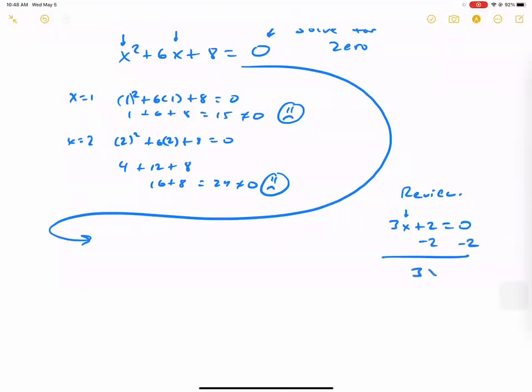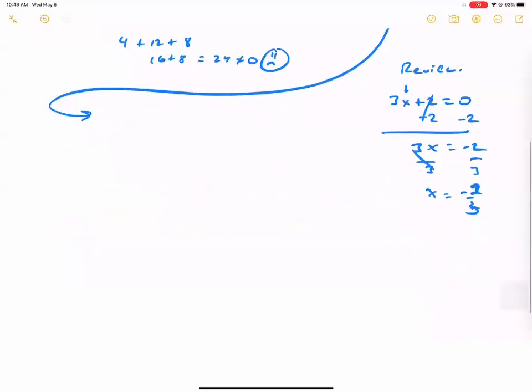We're left with 3x is equal to negative 2. Now we get rid of the 3 by dividing by 3 to both sides. x would be negative 3 over 2. Oh, sorry, negative 2 over 3, other way around. Negative 2 over 3. That's our solution.